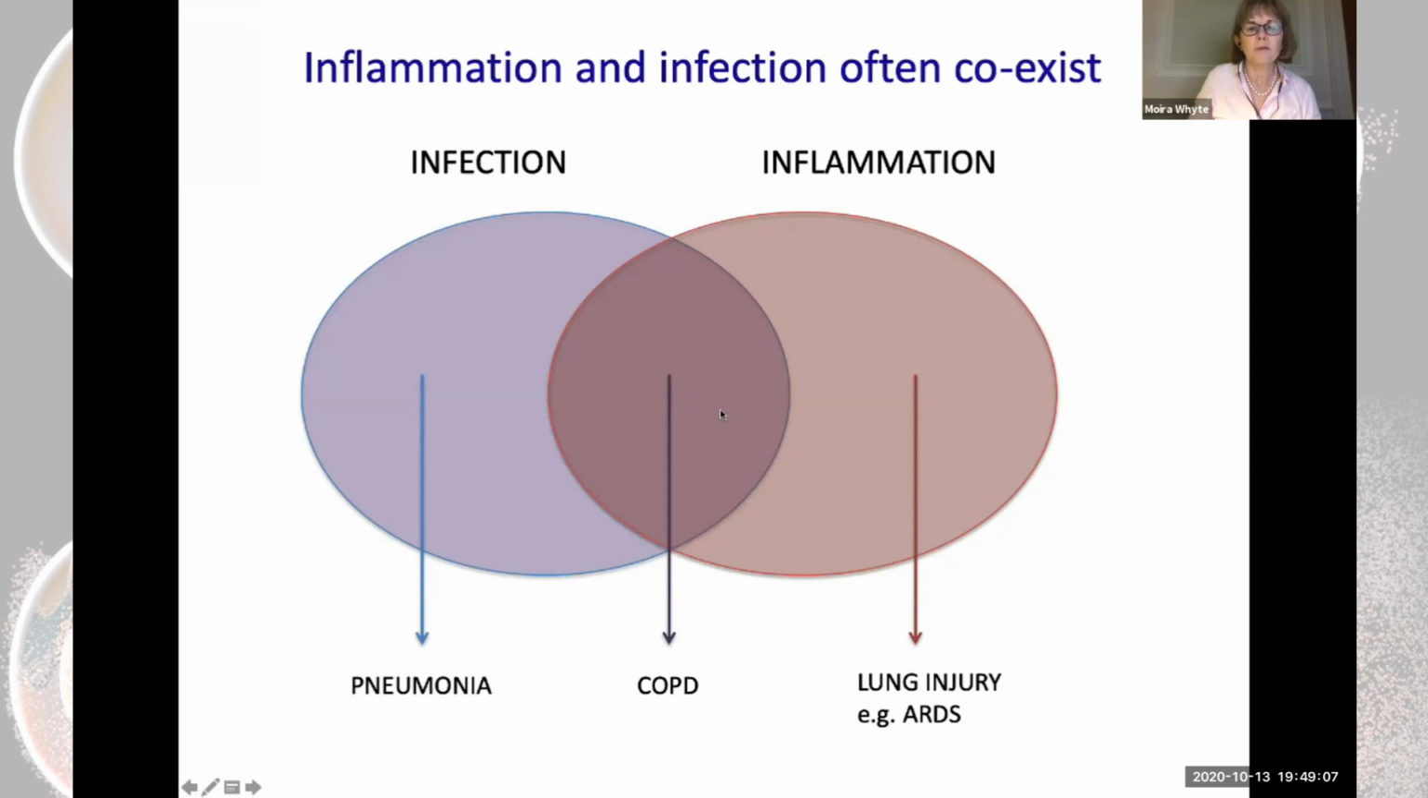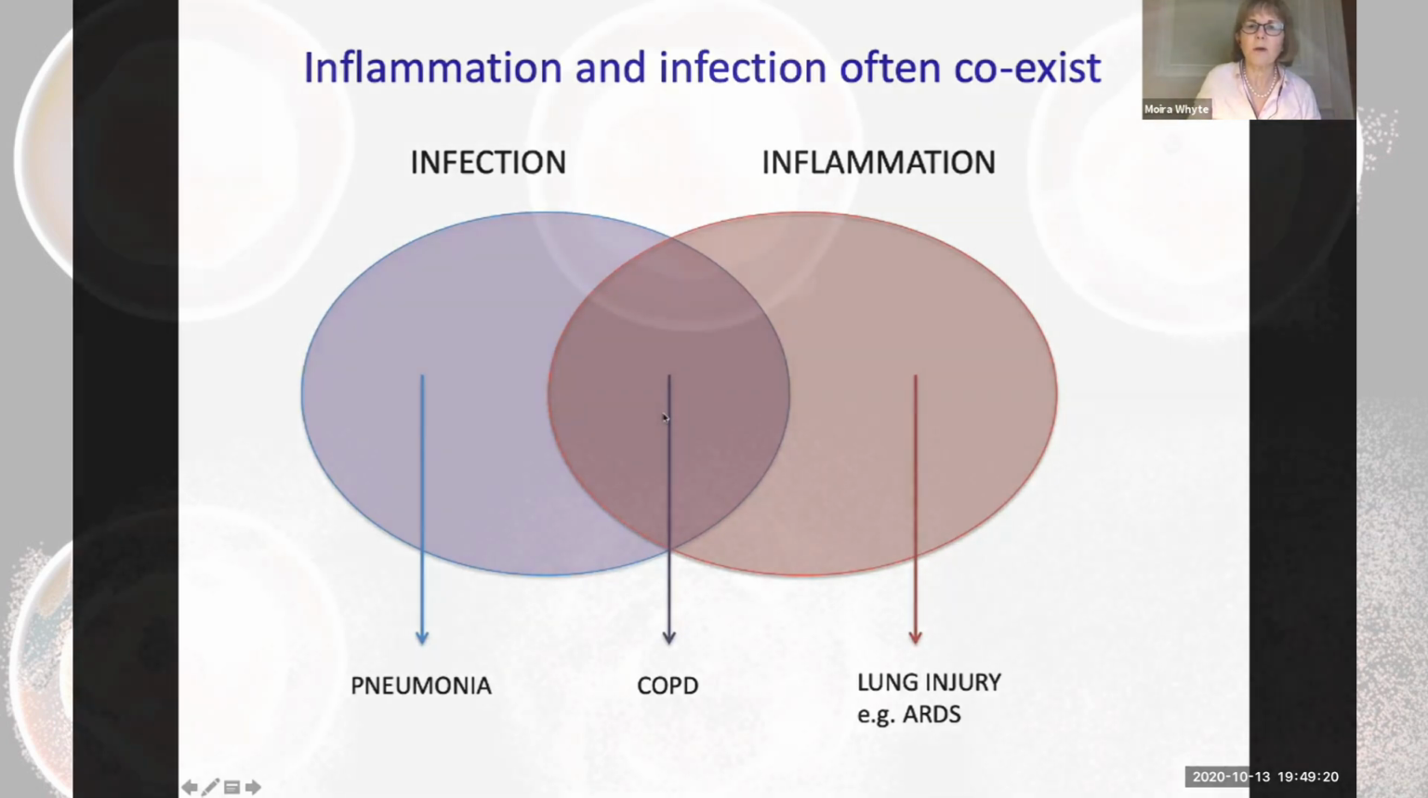So my lab group, and I'm not going to talk a lot about it, but we're very interested in how you can have both excessive inflammation and failure to clear bacteria in the context of chronic obstructive pulmonary disease.